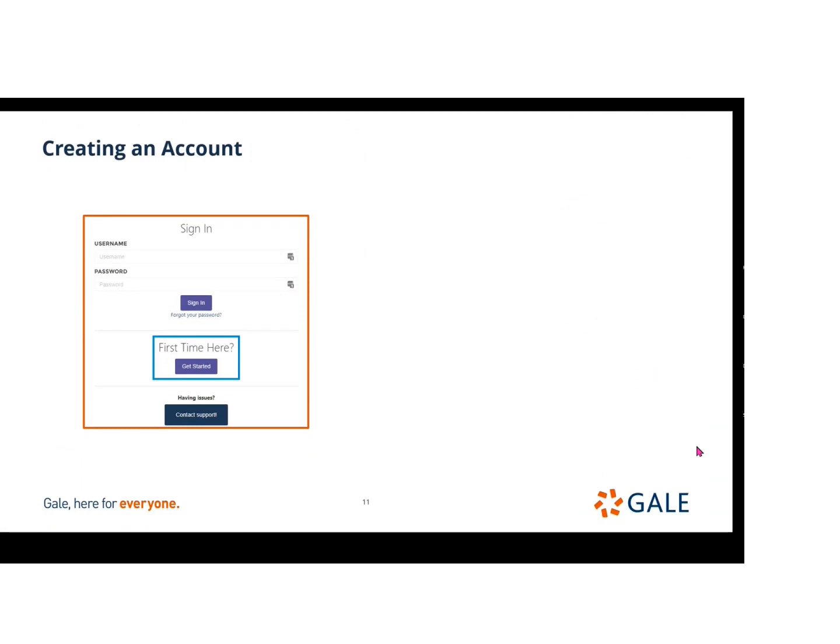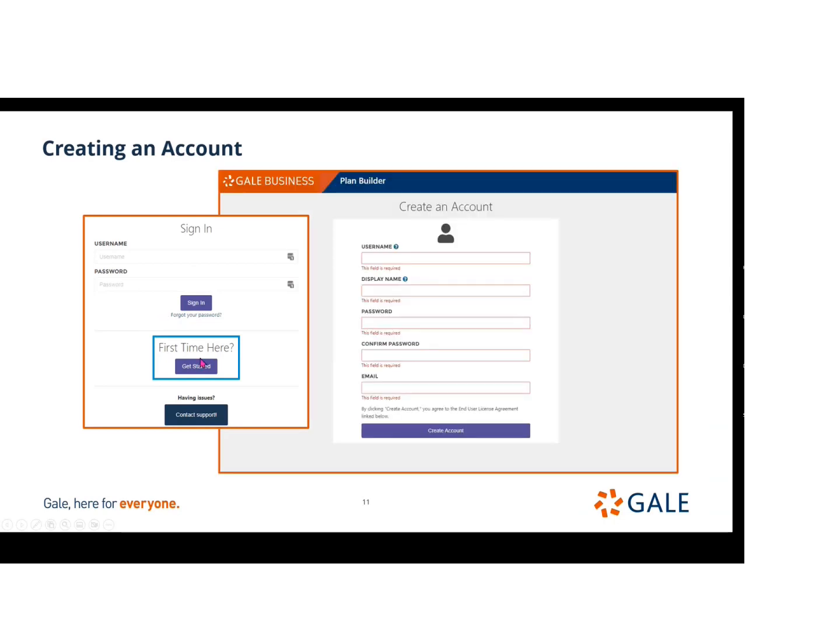Business Plan Builder does have you create a separate account. So you'll log in with your library's link, but then you will be prompted to create an account. If it's your first time using Plan Builder, you would select first time here and create your account information. So you have a username, a display name, and your password and email. The display name would be the name of your business. It's what shows up on your Plan Builder profile.